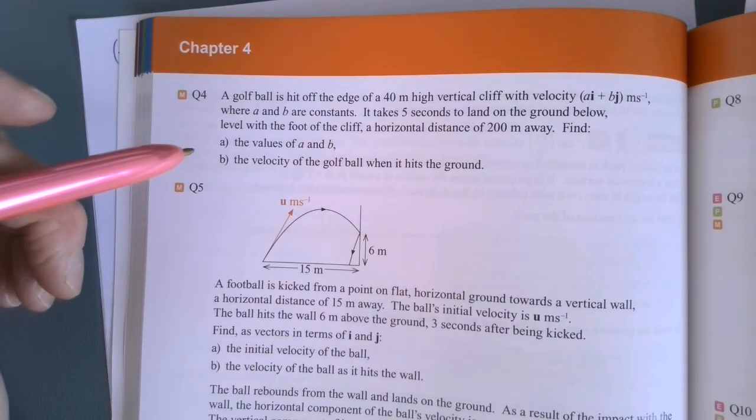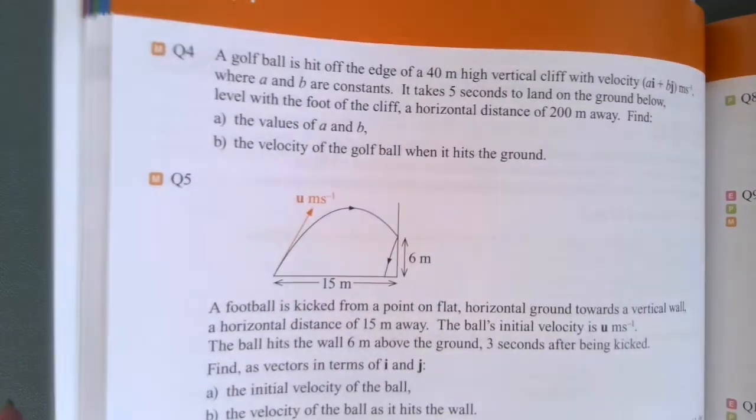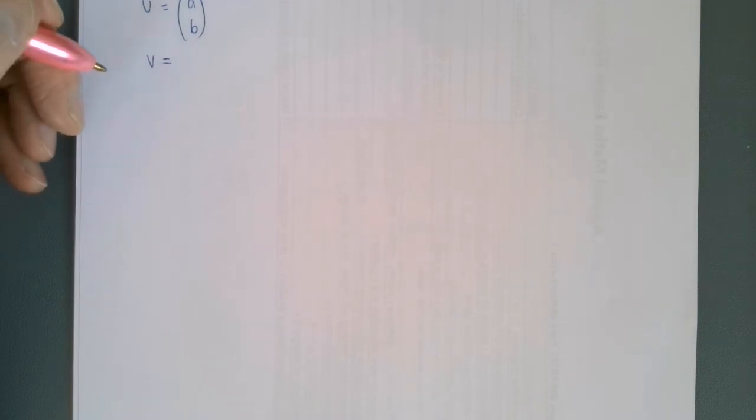Here's the next question, question 4. Okay. So here we're told that a golf ball is hit off the edge of a cliff, and when it is hit, it has an initial velocity of a, b. So we don't know that, but we know that it lands 200 metres away horizontally.